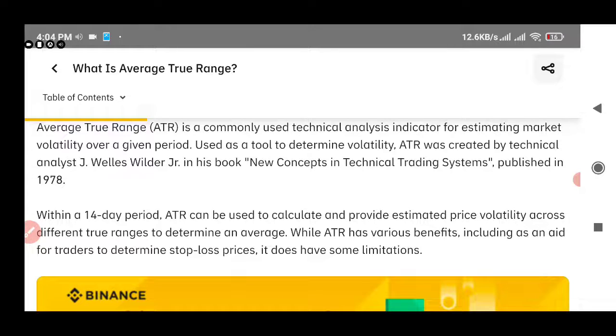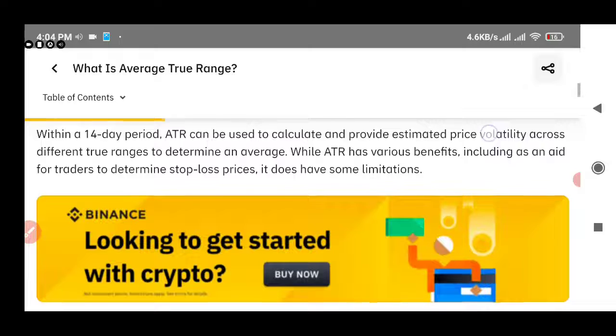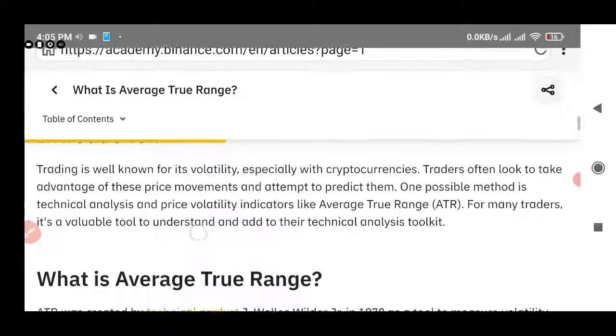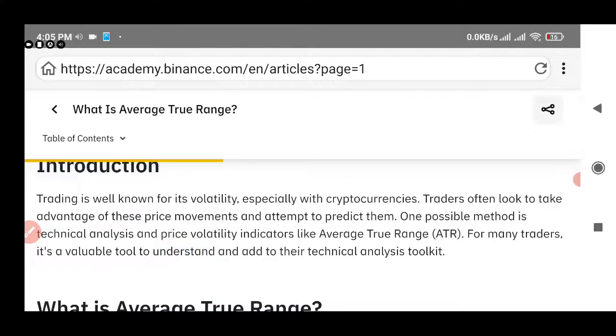Wells Wilder Jr. in his book, New Concepts in Technical Trading Systems, published in 1978. Within a 14-day period, ATR can be used to calculate and provide estimated price volatility across different true ranges to determine an average. While ATR has various benefits, including as an aid for traders to determine stop-loss prices, it does have some limitations. Introduction. Trading is well known for its volatility, especially with cryptocurrencies.